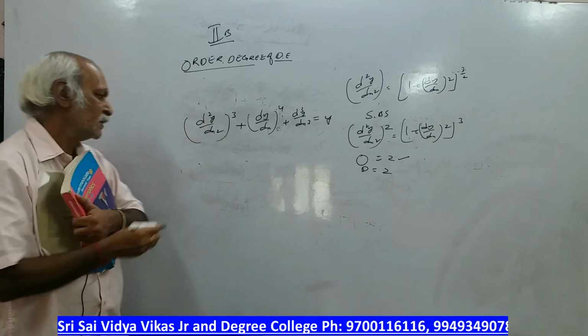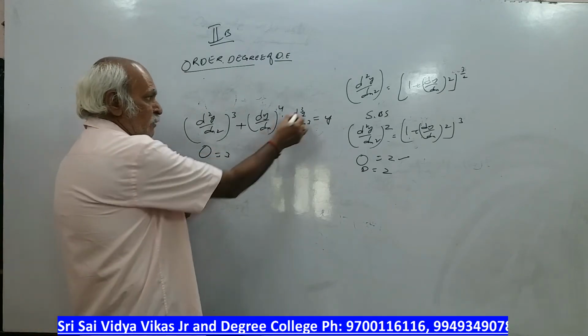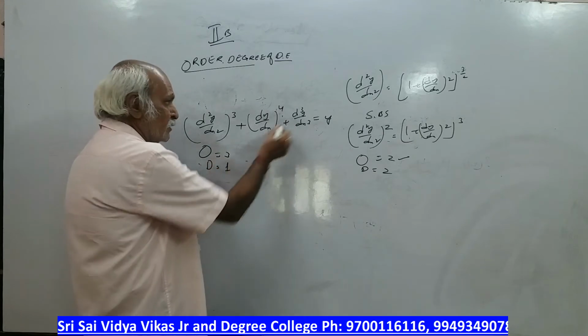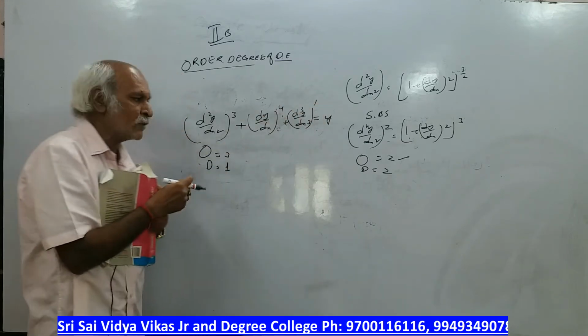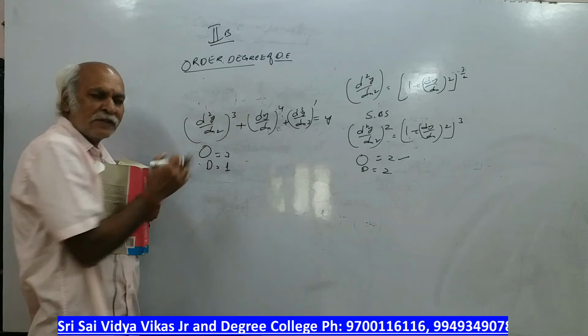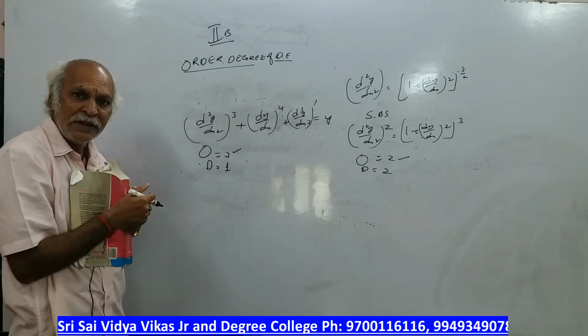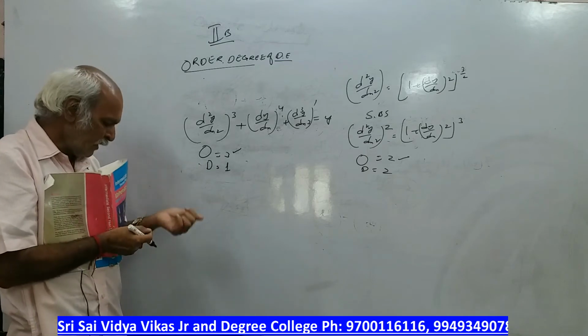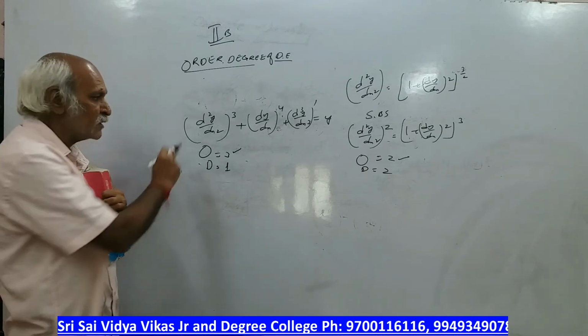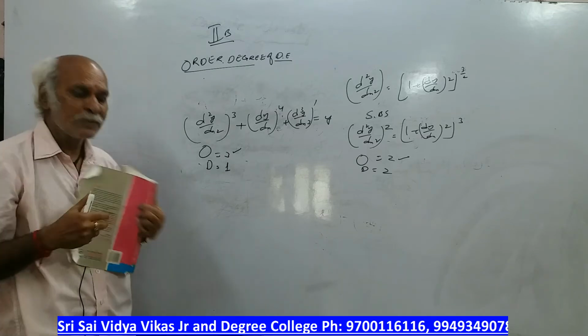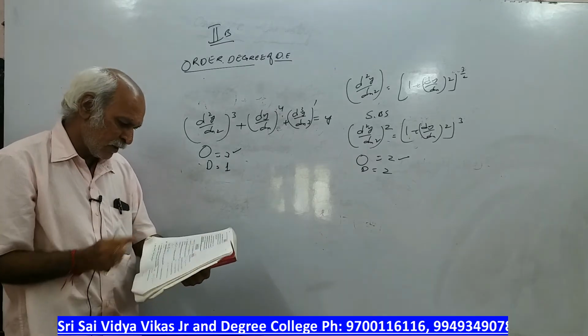What is the order here? 3, because d cube y by dx cube. And what is the degree? 1. Why, sir? You have to consider this power, 1. Forget about this 3 and 4, they are not important, sir. The highest is d cube y by dx cube. So order is 3, degree is 1. Right? Clear? These types of problems are very, very important in order and degree. Please go through all these problems, sir. They will give 2 marks for order and degree.